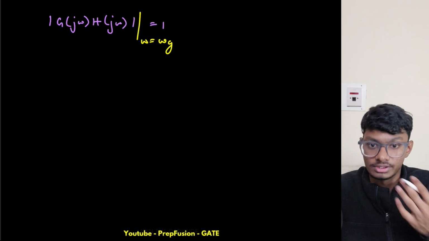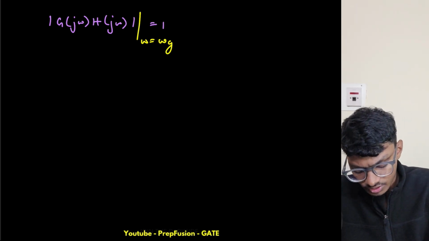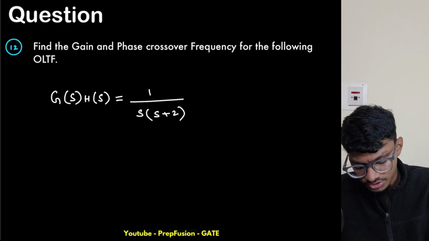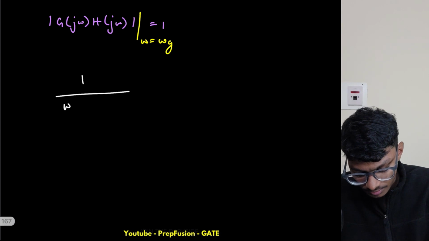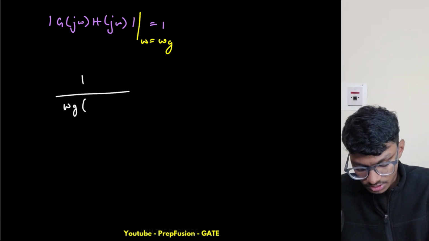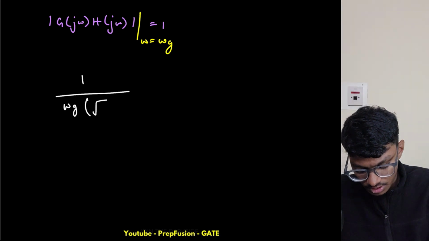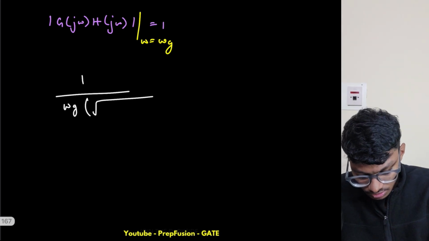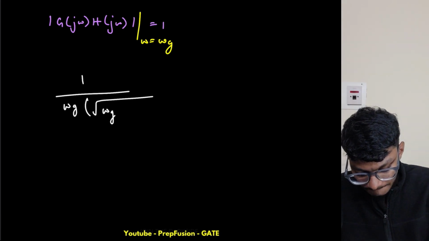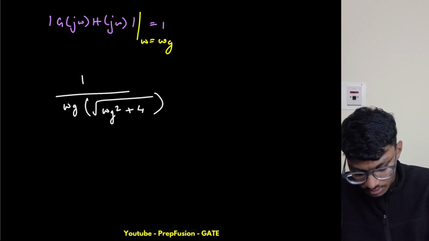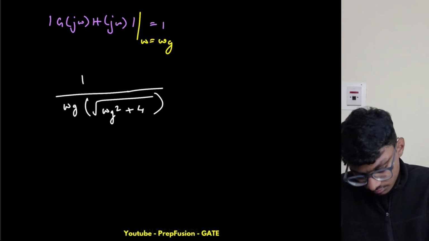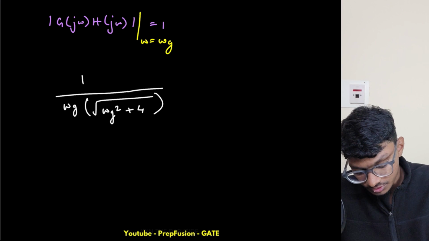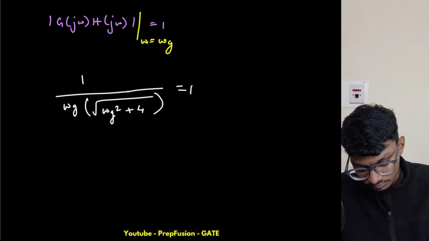This time I will do it faster because we have done the polar plot. Can I directly write the magnitude? Yes, I can. This is 1 over j omega, so it becomes omega g, because I'm replacing omega with omega g, times 1 over under root of omega g square plus 2 square, which is omega g square plus 4. This equals 1 itself.